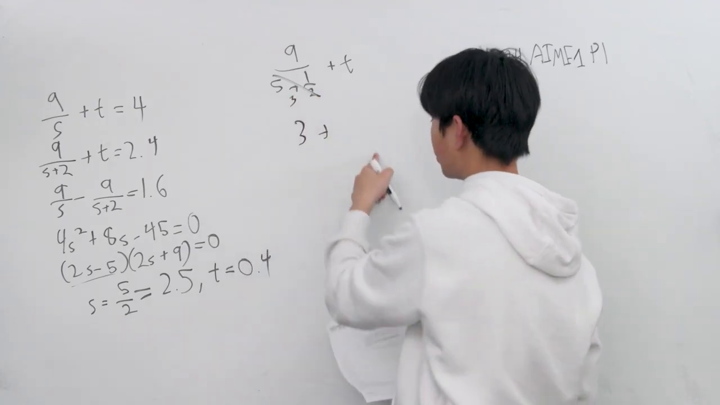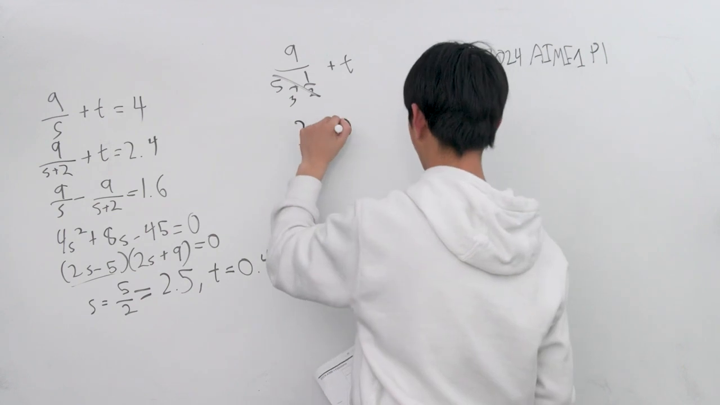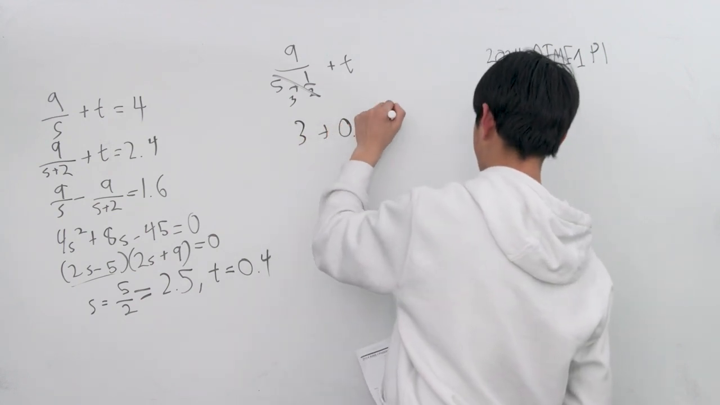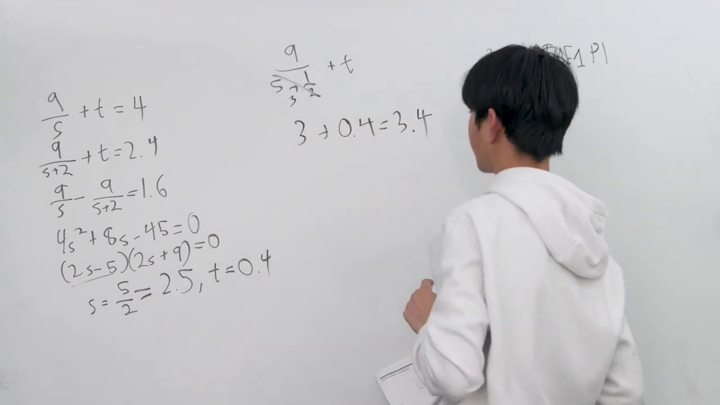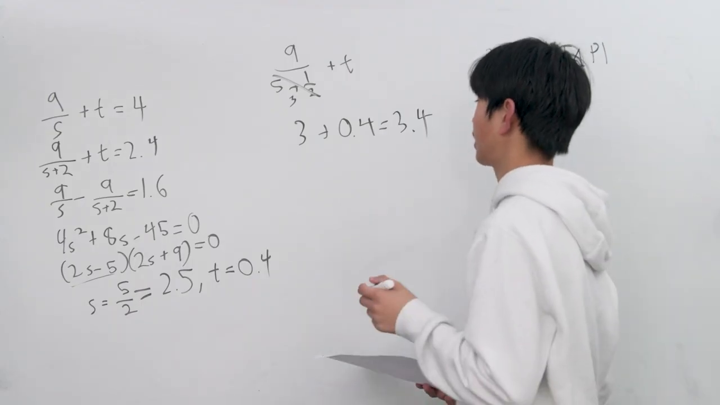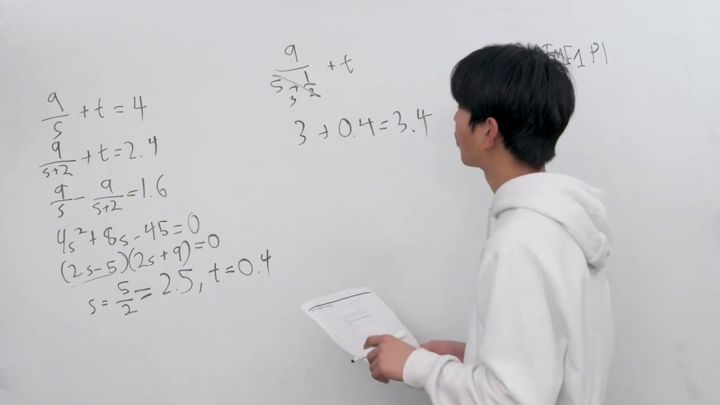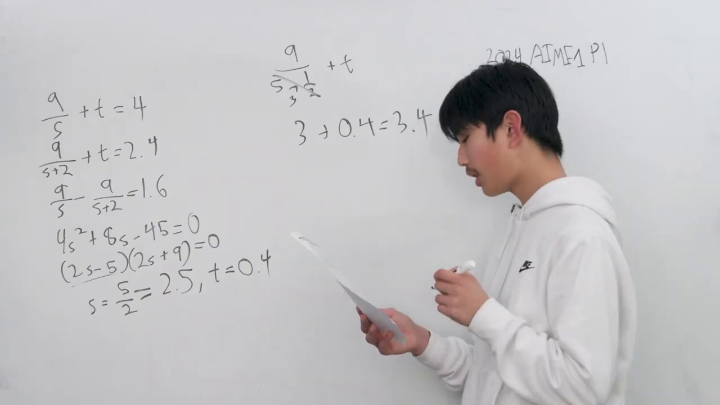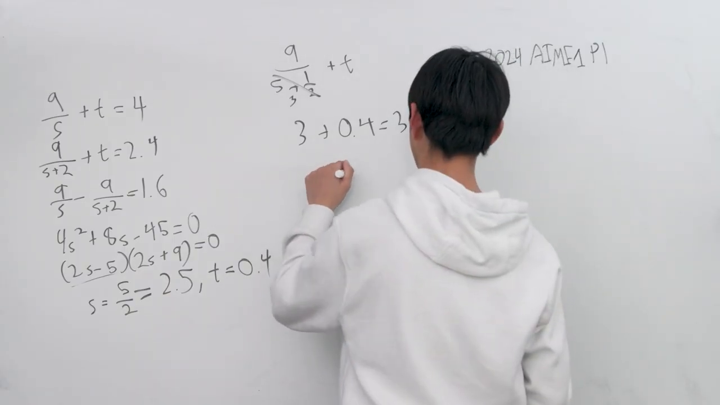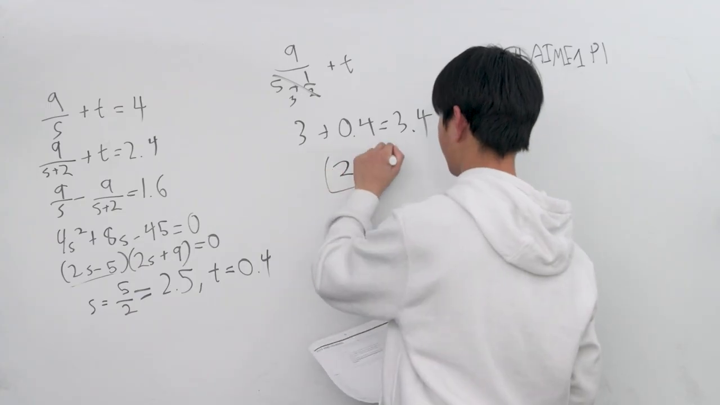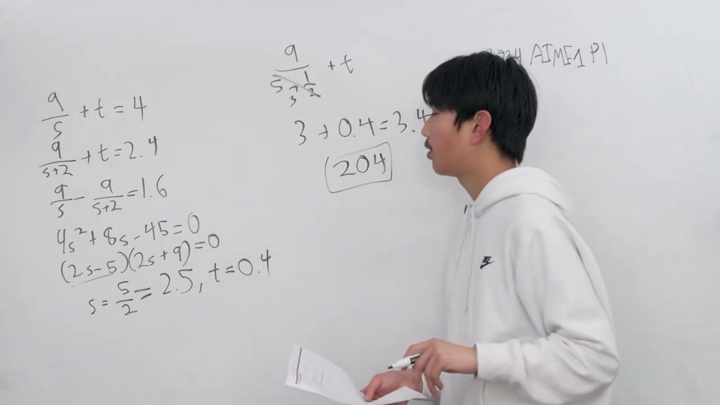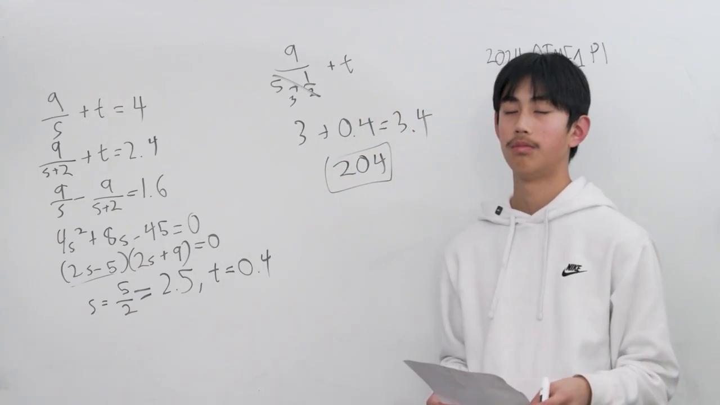And then we substitute in the t value we got, which is 0.4 hours. So we get that it takes her 3.4 hours in total if she walks at a pace of s plus 1/2 kilometers per hour. But we want to convert to minutes. So when we do that, we get 204 minutes spent in total, and that is our answer.